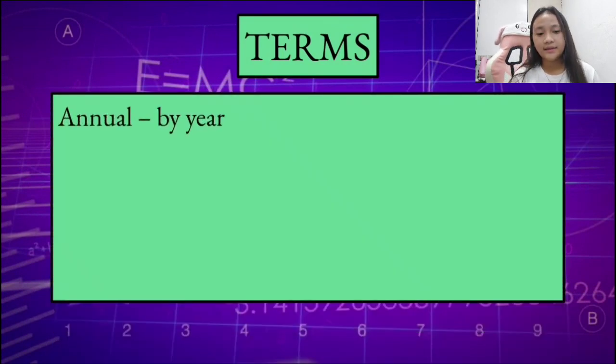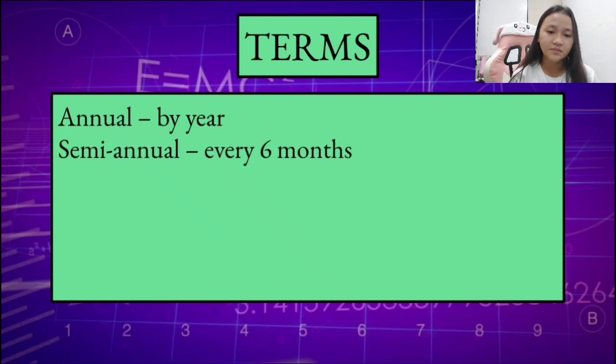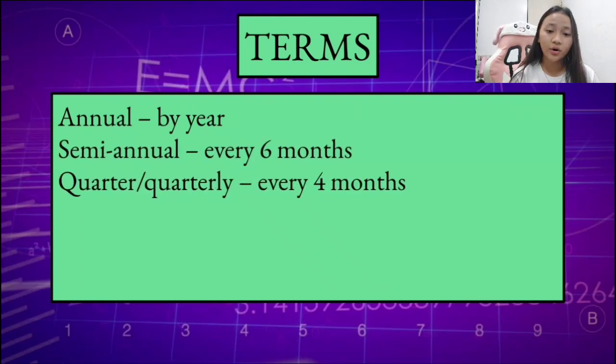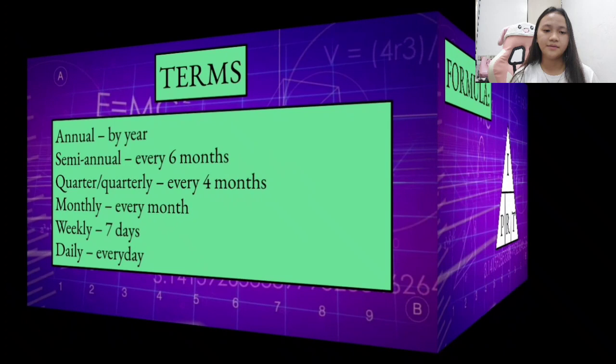Annual is by year. Semi-annual is every 6 months. Quarterly is every 4 months. Monthly is every month. Weekly is every 7 days. And daily is every day.